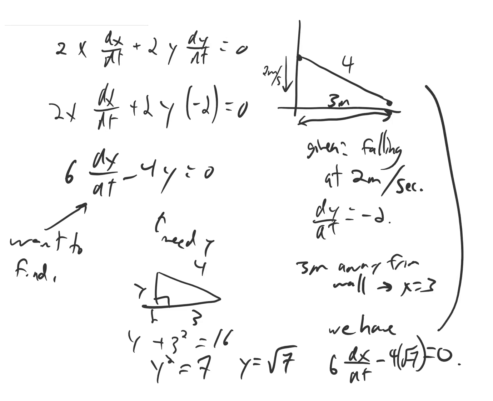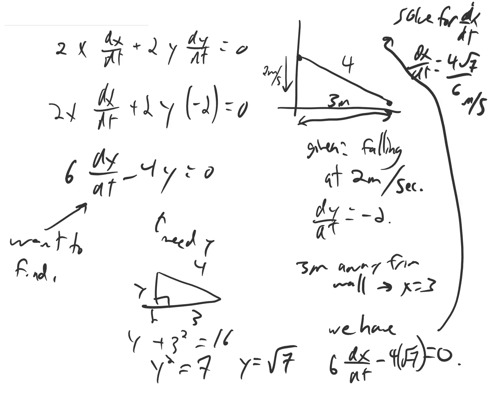All right, finally, solve this for dx/dt. Just solve for it like a variable, and we'll get that dx/dt equals 4 root 7 over 6 meters per second.